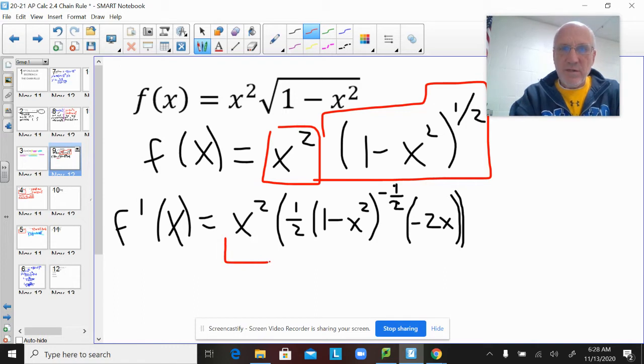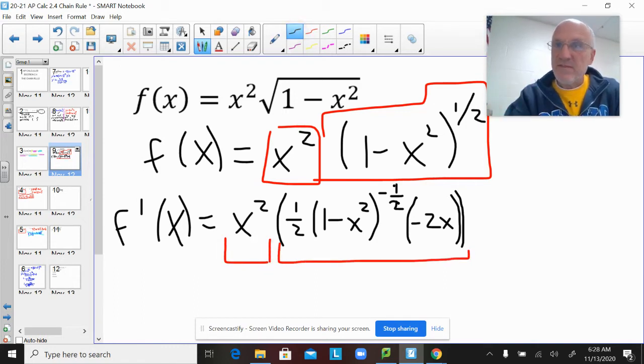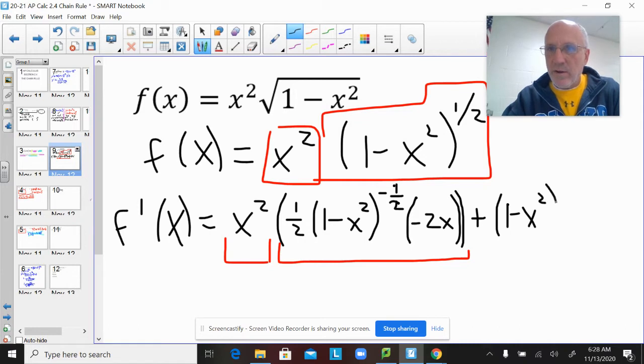This is the first. That's the derivative of the second. Let's finish the product rule. Plus the second, which is just 1 minus x squared to the 1/2, times the derivative of the first. And the derivative of the first is x squared, its derivative is 2x.